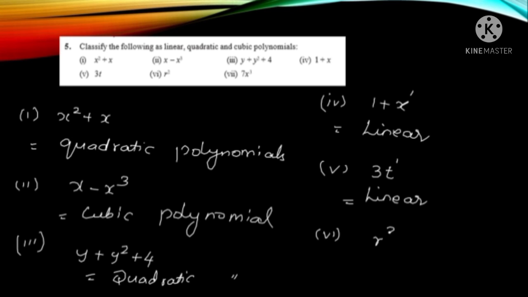Next, sixth one, r square. Here the highest degree is 2. So it is quadratic. Next, seventh subdivision, 7x cube. So here the highest degree is 3. So it is cubic.